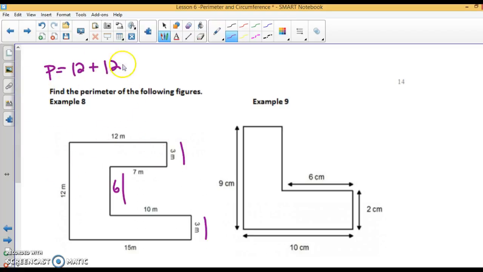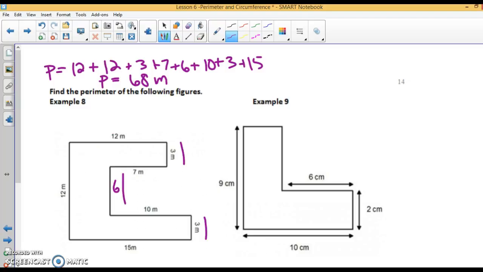Going clockwise, plus 3, plus 7, plus 6, plus 10, plus 3, plus 15. The perimeter of this shape is 68 meters.